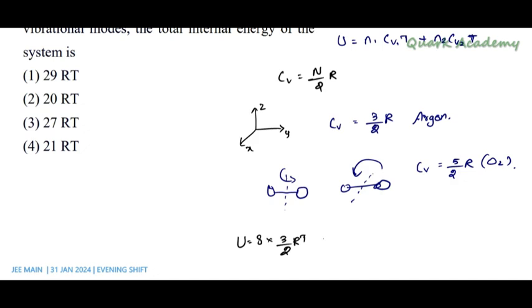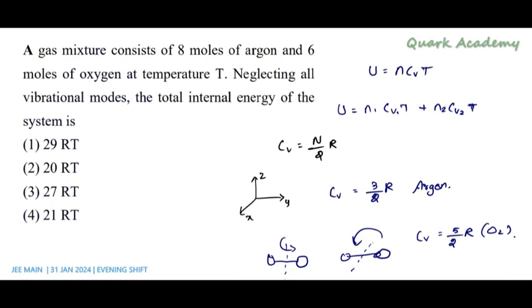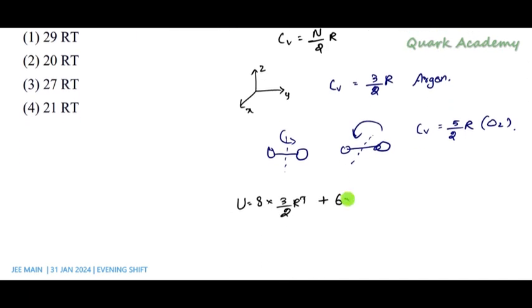3 by 2R into T, plus next oxygen. For oxygen, it is 6 moles. 6 into CV, 5 by 2R into T. So this will become 4. 4 into 3, 12. 12 RT plus, and this will become 3. 3 into 5, 15. 15 RT. 12 plus 15, 27 RT.